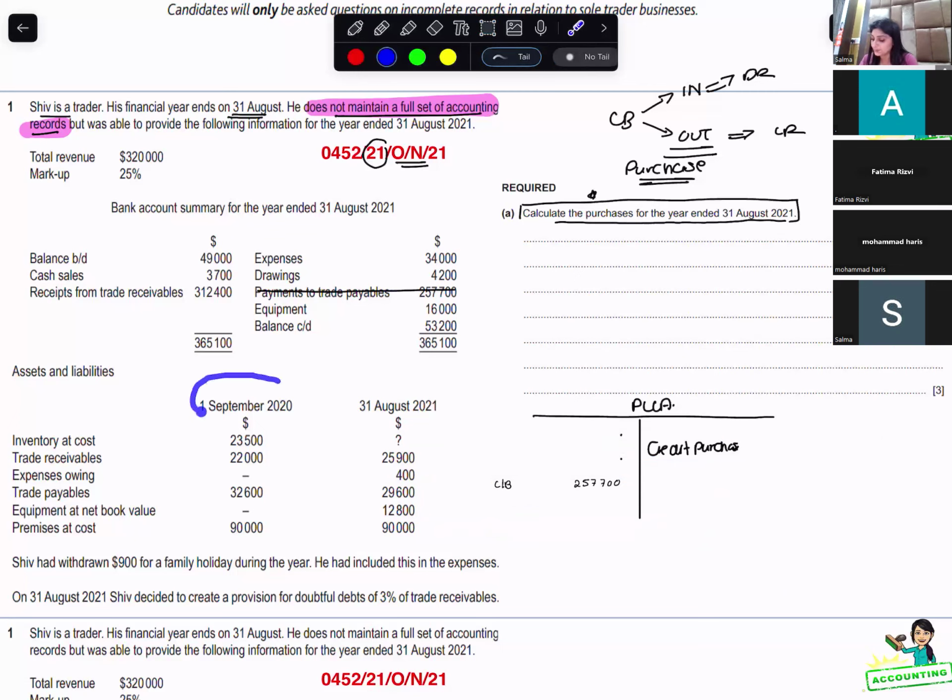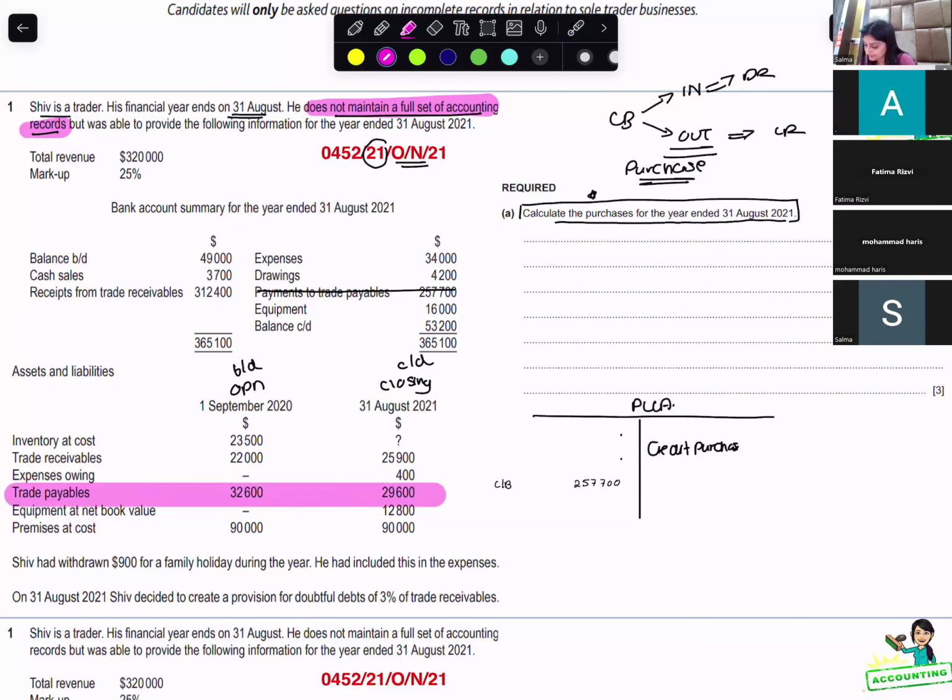Over here, this is the opening date. Closing date. Are you with me? This is opening. This is closing. Opening will give me balances brought down. Closing should give me balances carried down. What information do I want? Trade payables. Are you all with me? Is there anything that is related to purchase here?